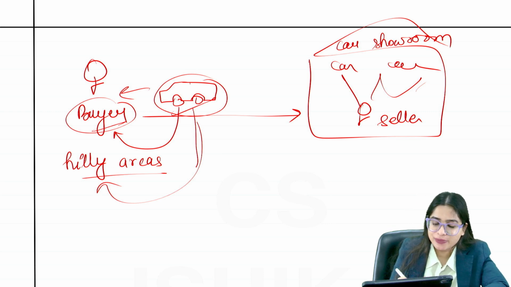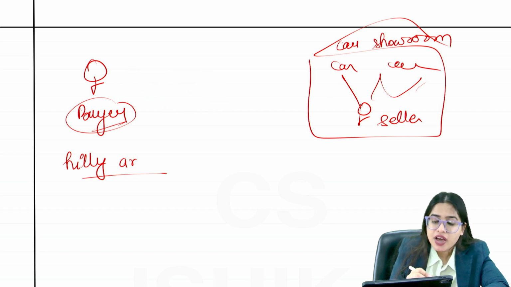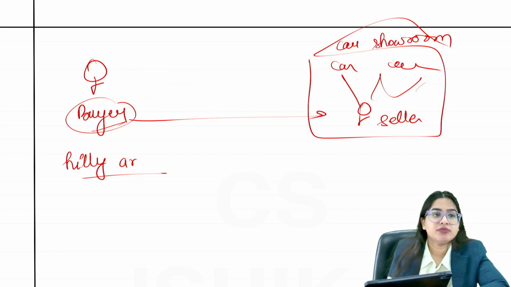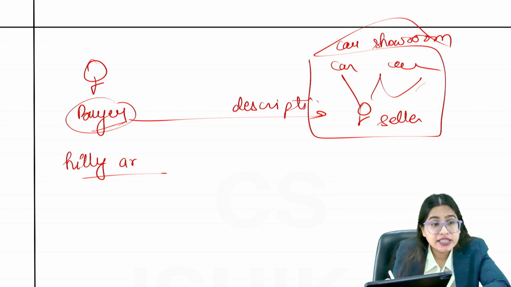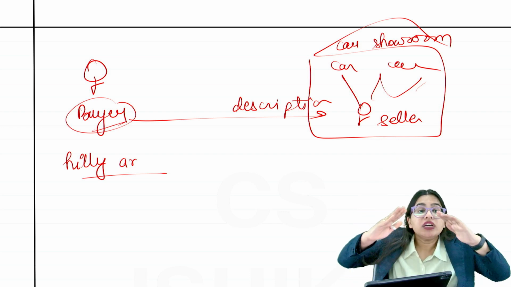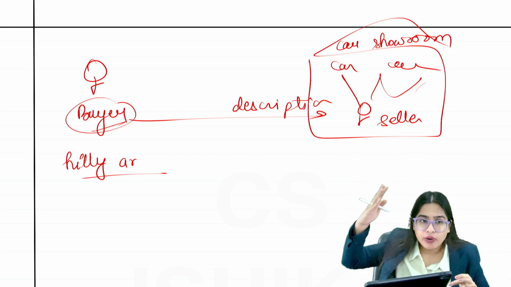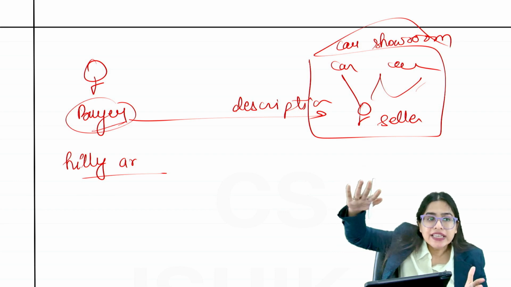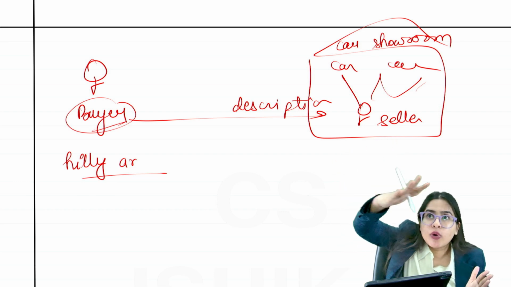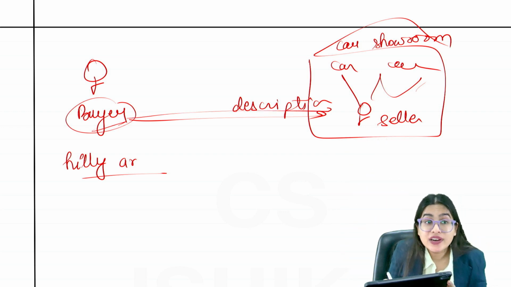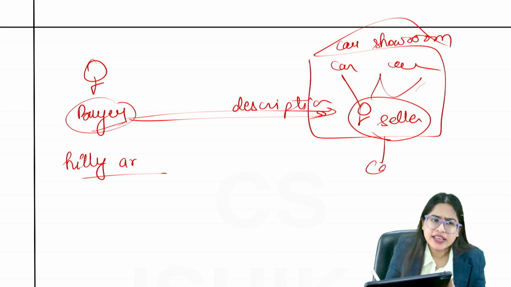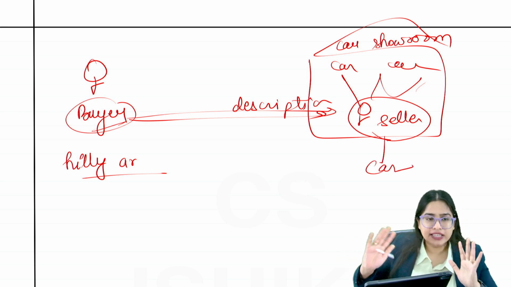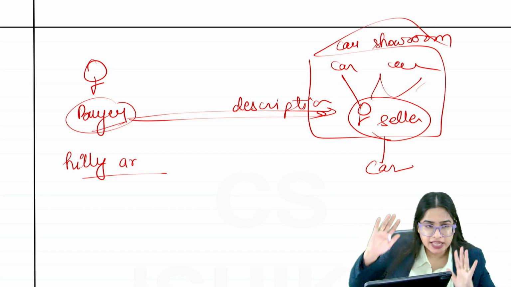Let's take another situation. The buyer went to the seller and specifically gave a description to the seller. He said, seller, I want a car for hilly areas. I want a car which I can easily travel in hilly areas, mountains and all. So he told the seller specifically. And here the seller is regularly dealing in cars. He has a business of purchasing and selling cars.